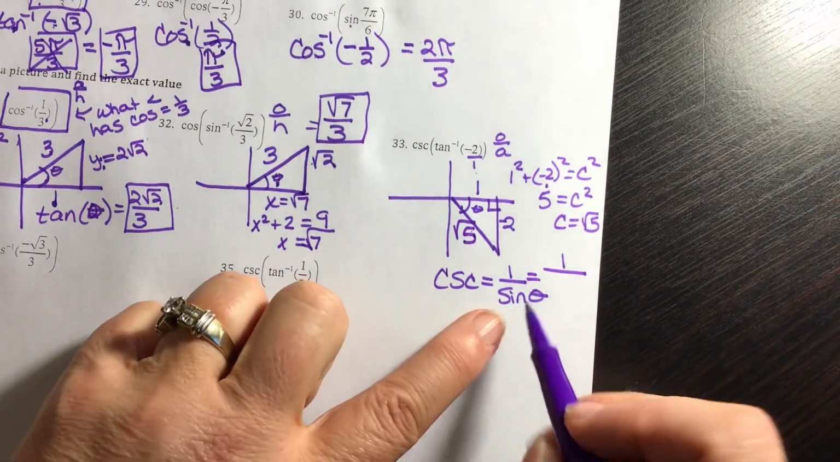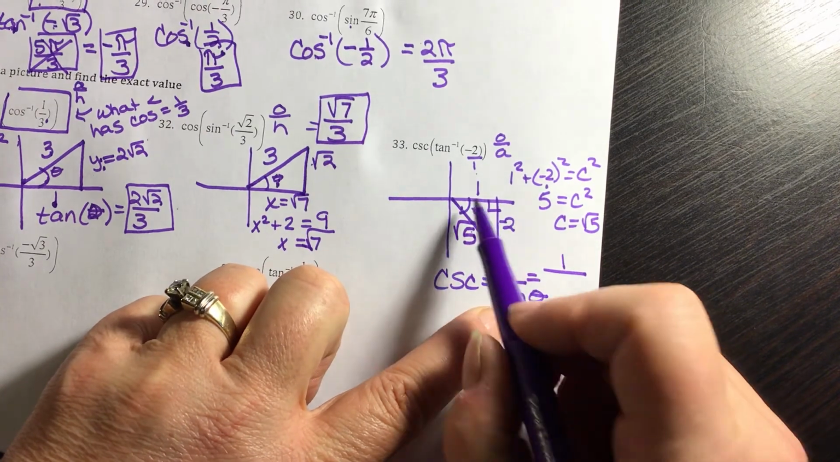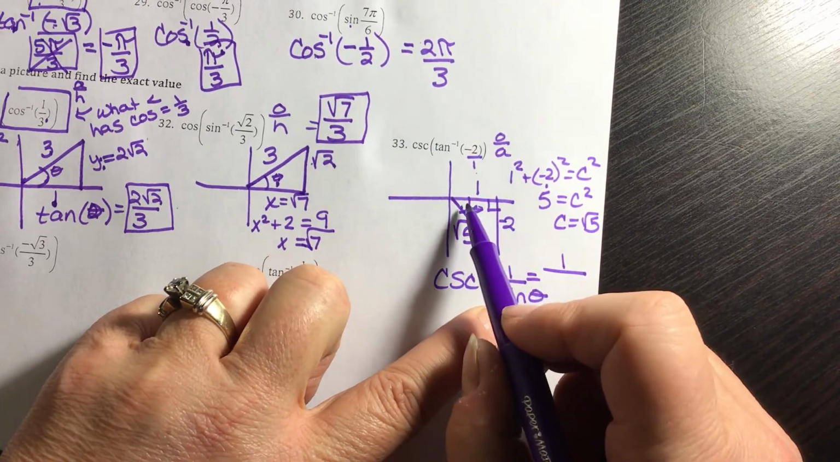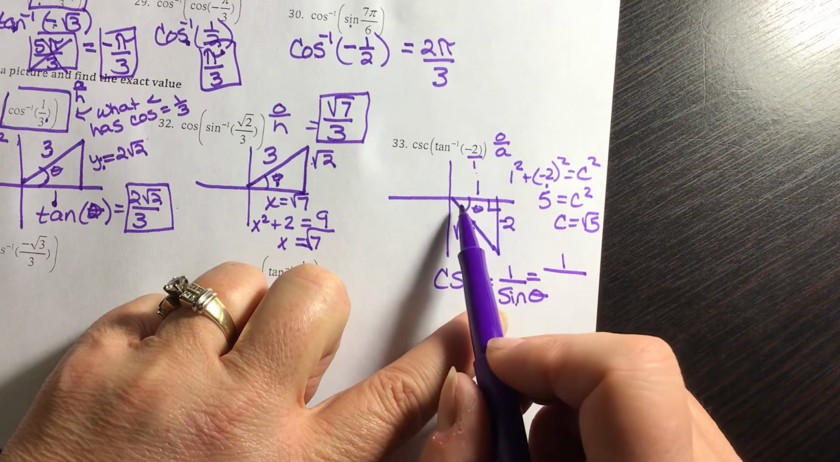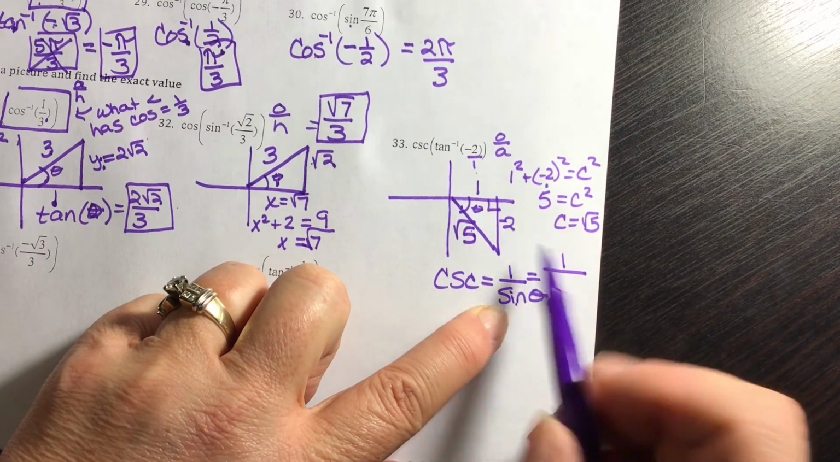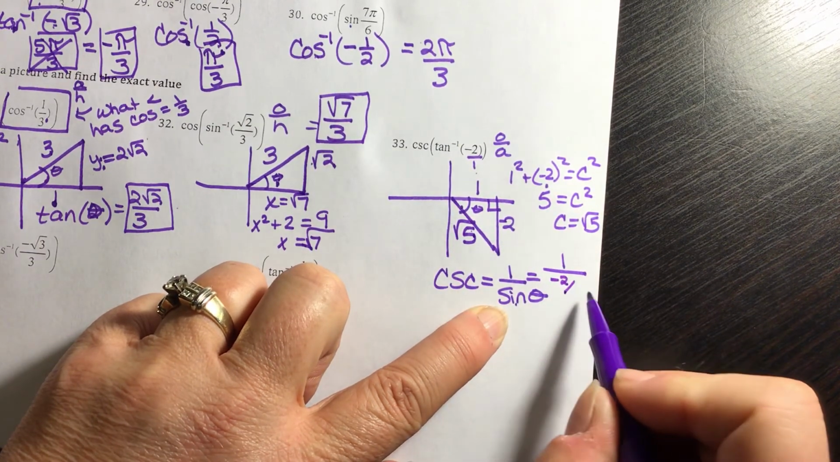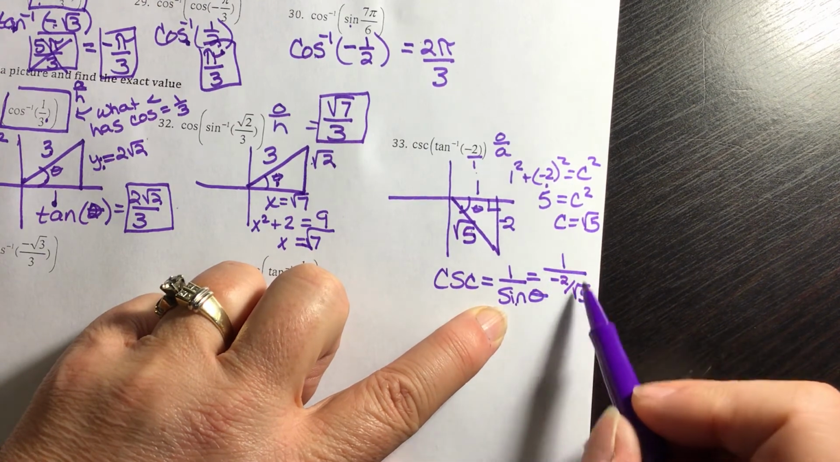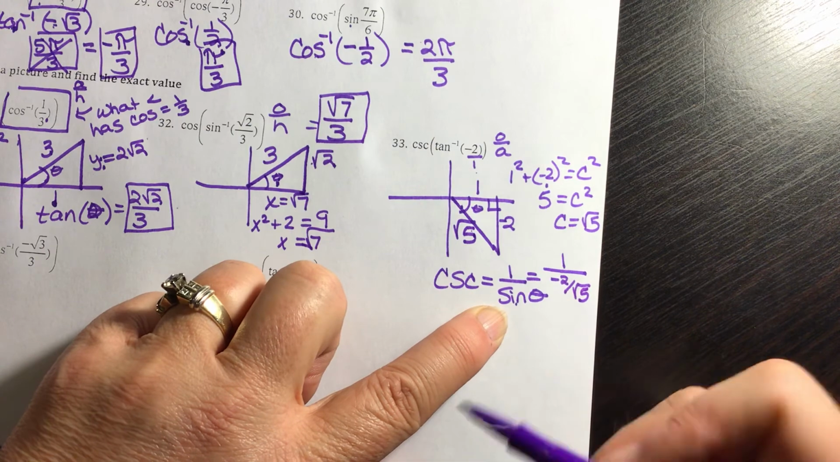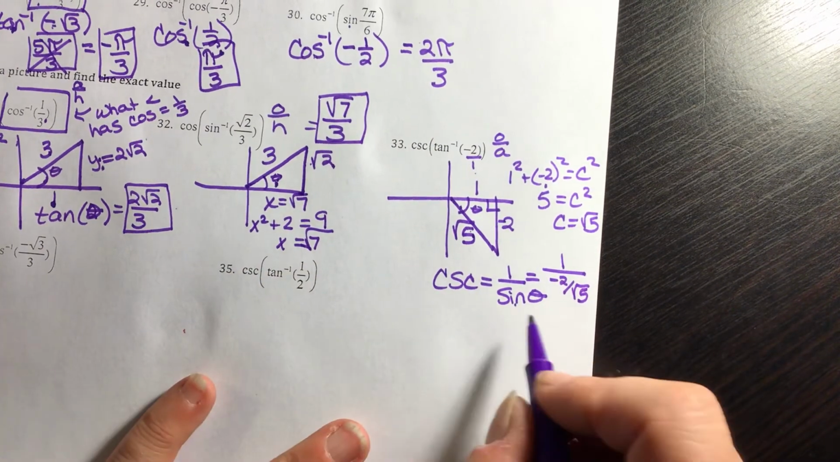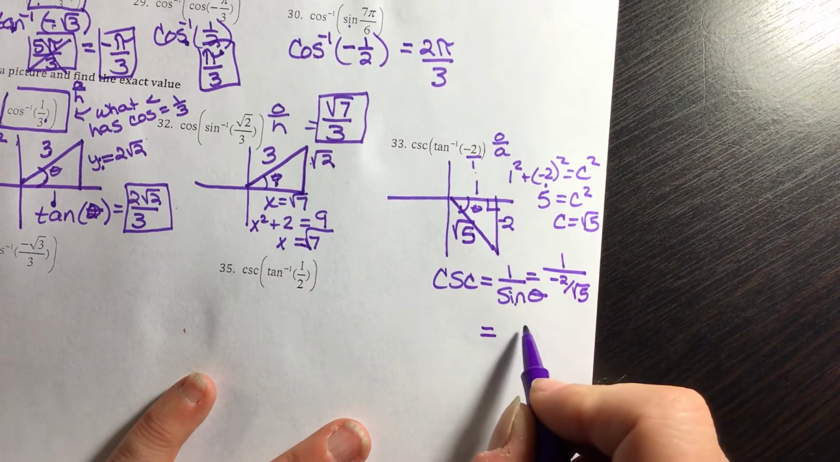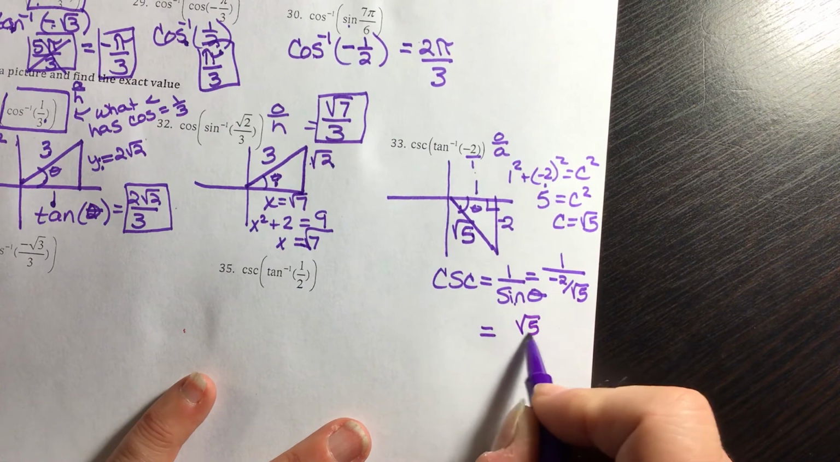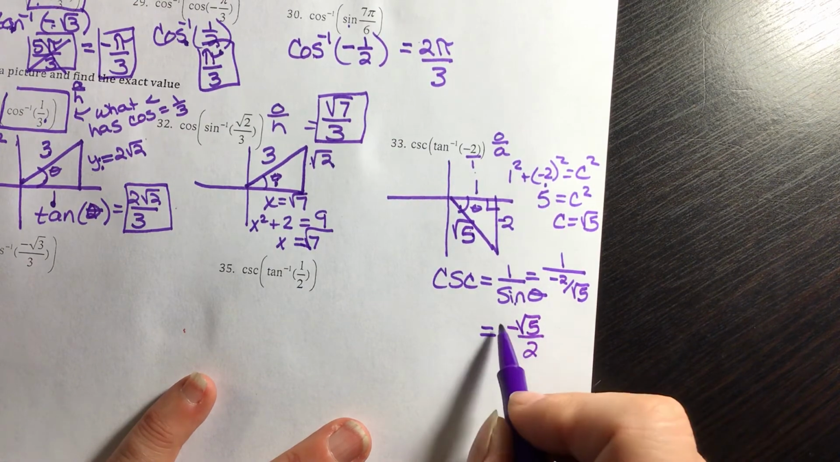For the cosecant, I'm looking for the sine. I have 1 over sine of, so sine is opposite, which is -2, over square root of 5. So 1 over a fraction is just the reciprocal. So this is square root of 5 over 2, and it's negative.